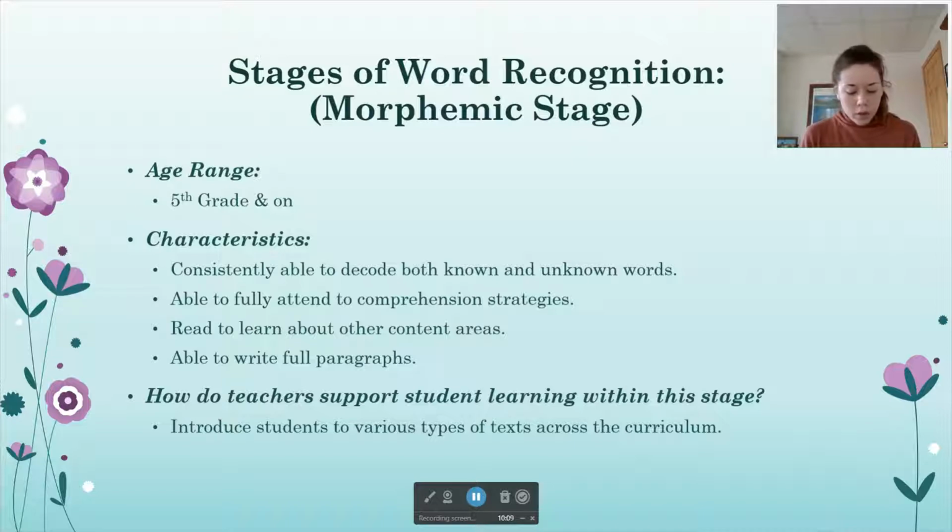Students read to learn about other content areas, and in this phase can usually write full paragraphs. We hope by the 5th grade and by our age that we are able to write full paragraphs. In this phase, it is more about the meaning of the word. A morpheme is the smallest unit of meaning in a word, so the morphemic stage focuses on the meanings of words. It's not just knowing them by sight, but knowing what they mean, and it further builds their comprehension skills, which is super important.